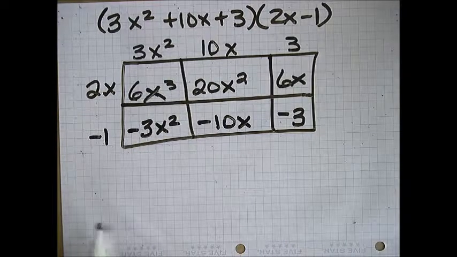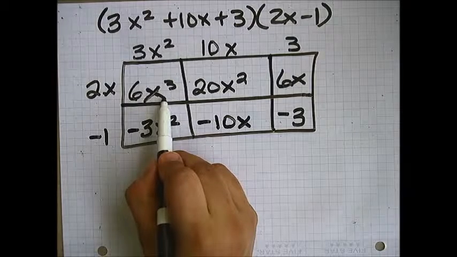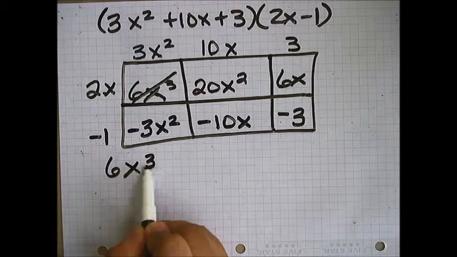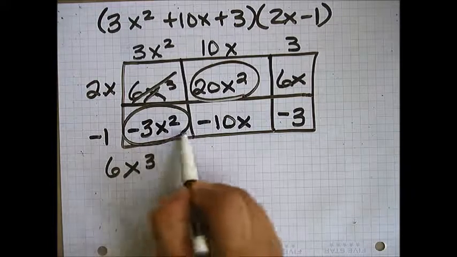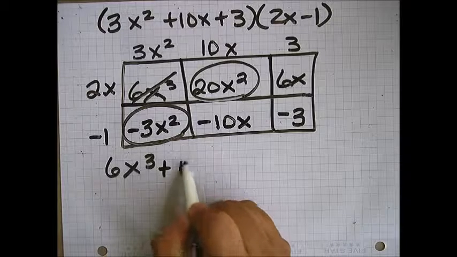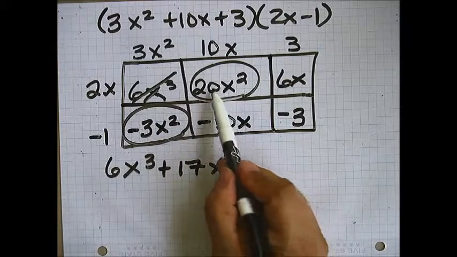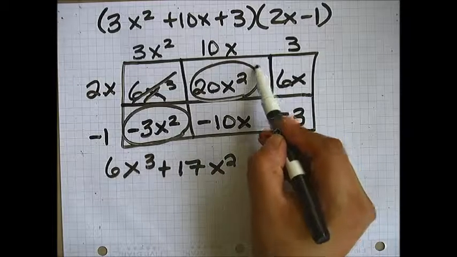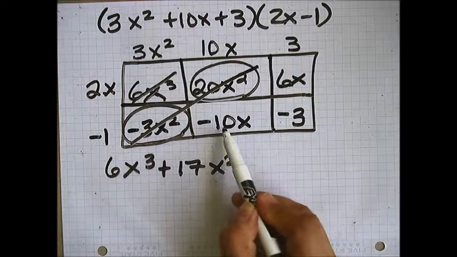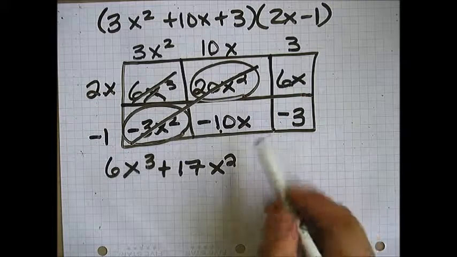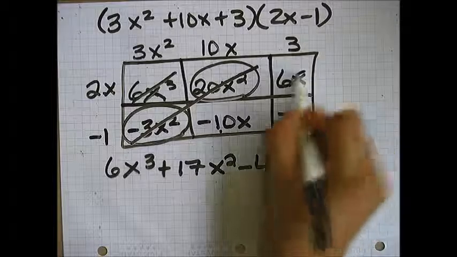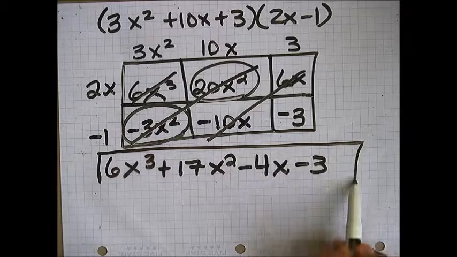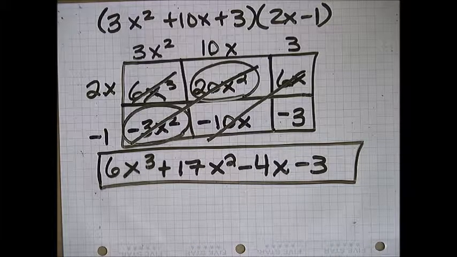Now that we have all of those boxes filled in, now we can add them up. 6x to the third is the only one of its kind, so we're going to bring that down. 20x squared can be combined with negative 3x squared, which will give you positive 17x squared, because when you have more positives than negatives, you subtract and take the sign of the larger number. Positive 6x plus negative 10x, or 6x minus 10x, gives you negative 4x. Those are done. And the negative 3 is the only one of its kind, so we just bring it down. So your answer would be that polynomial.